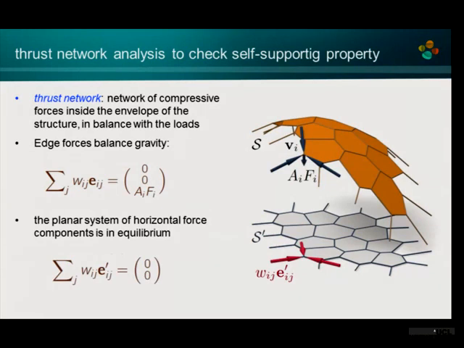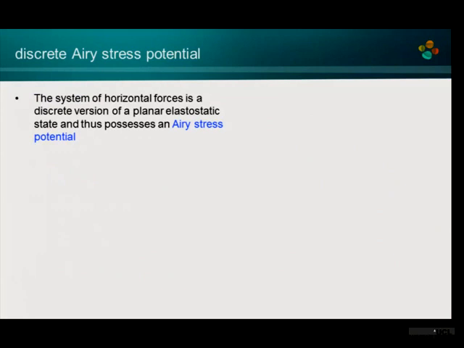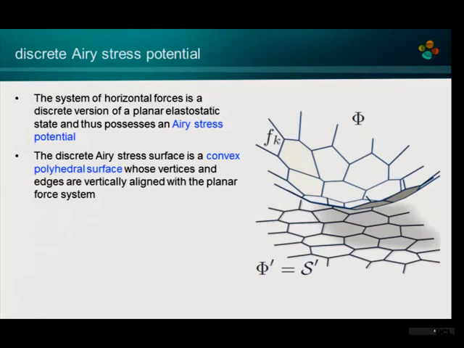If I omit the third coordinate here, or in other words, I project this thrust network into a plane, I have a planar system of forces which is in equilibrium, and as such, it is a discrete version of a planar elastostatic state. And in mechanics, people know such a planar elastostatic state has a so-called Airy stress potential. And this Airy stress potential here is a very nice discrete version. This is a surface, z equals f of x y, the Airy stress potential. And here it is just a convex polyhedral surface vertically aligned with this horizontal force system. Vertically aligned means the top view of this is exactly your force system. And even more interesting, actually, the angles here along the faces, so these are flat faces, and the angles are related to the forces. It is not the Euclidean angle, it is a non-Euclidean angle, and I don't want to go into detail, but it's easy to compute. This is not some very high geometry, it's easy to compute.